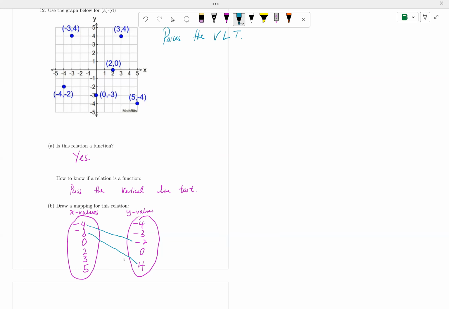This is the mapping portion. 0 goes with -3, so 0 to -3. 2 to 0. 3 to 4. And 5 to -4. That's fully mapped. That's it.